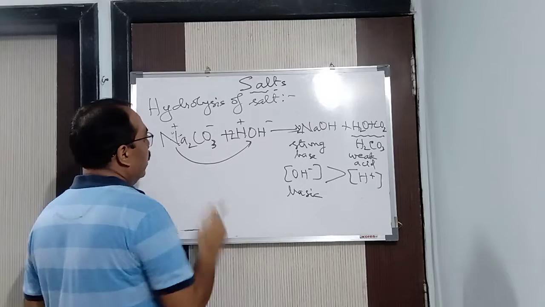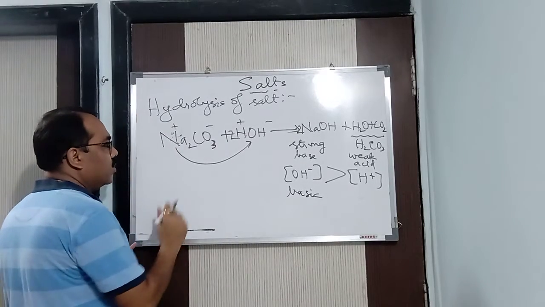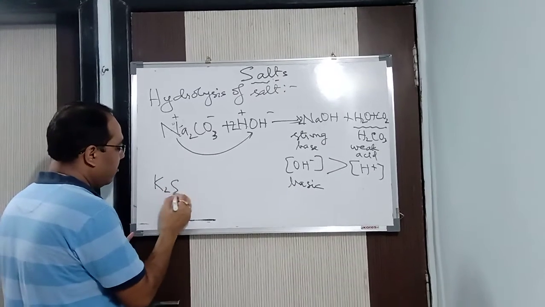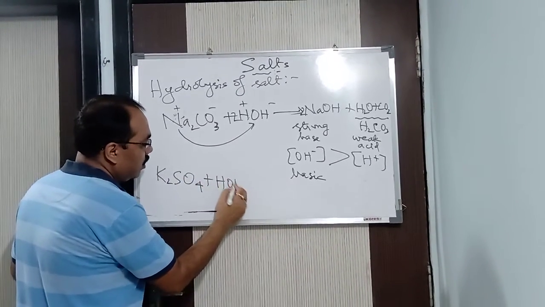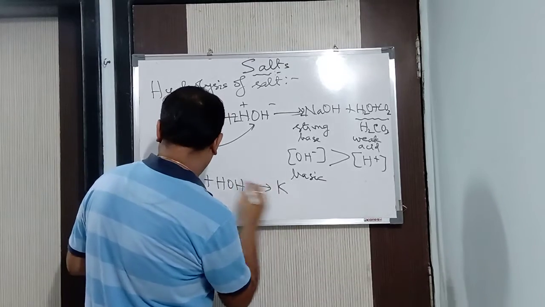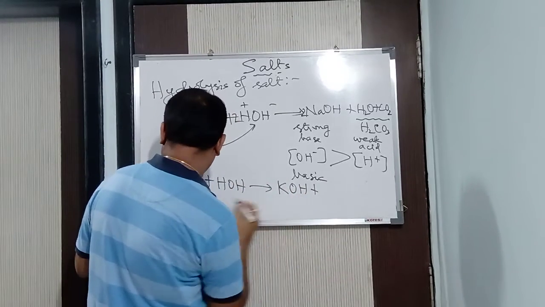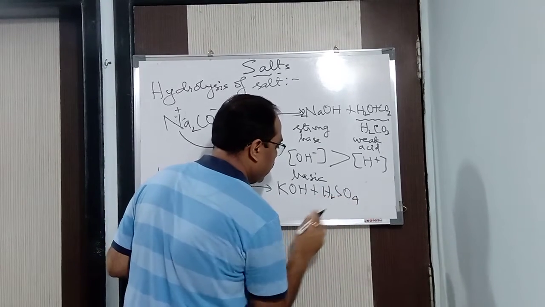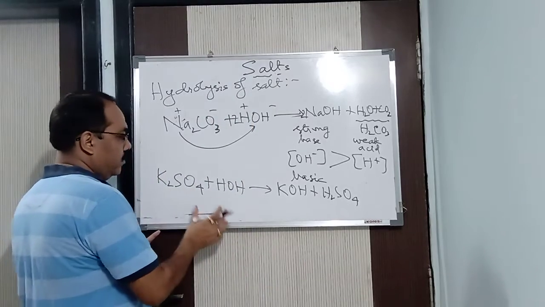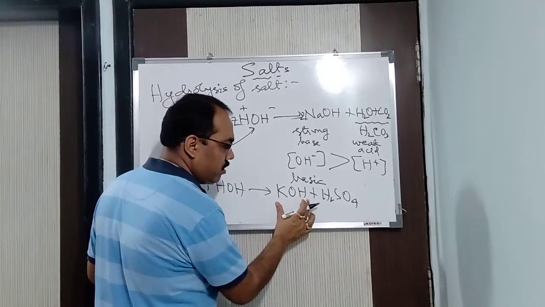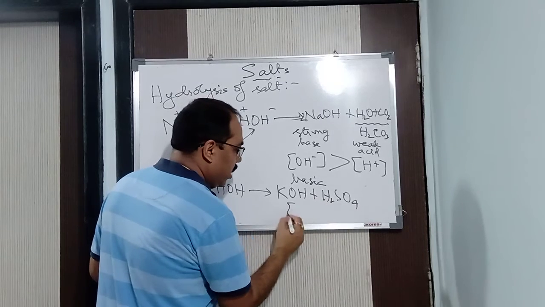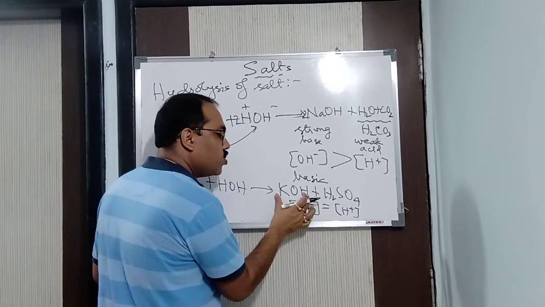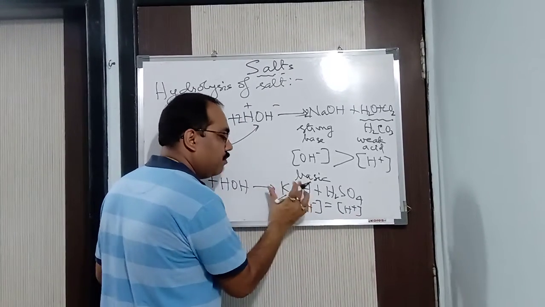Alright, fine. Now, in this way, suppose instead of sodium carbonate, I take potassium sulfate plus water. What will I get? I will get potassium hydroxide, and sulfuric acid. See very carefully, potassium hydroxide, sulfuric acid. Now, potassium hydroxide is a strong base and sulfuric acid is a strong acid. So here OH minus concentration is equal to H plus ion concentration, because strong base means it will dissociate almost completely into its ions.